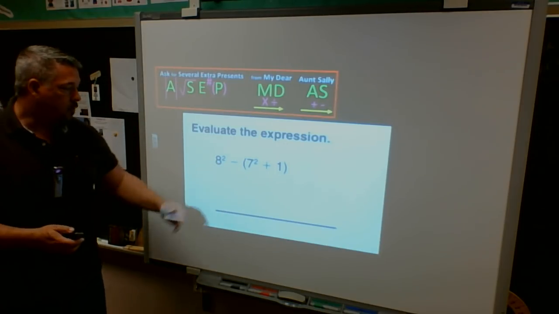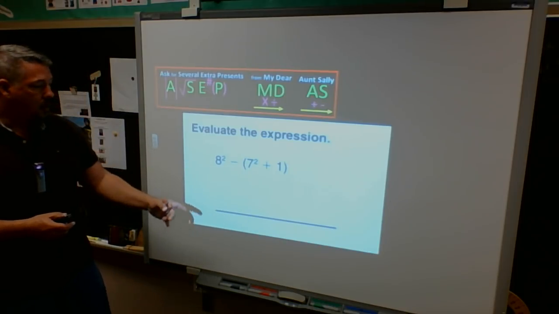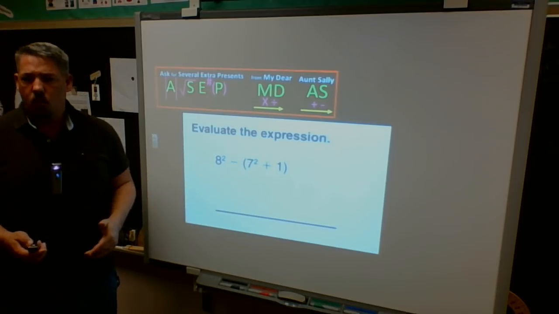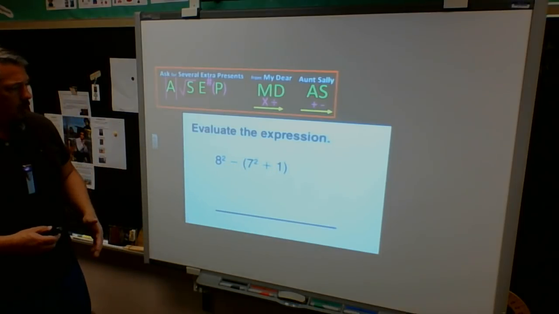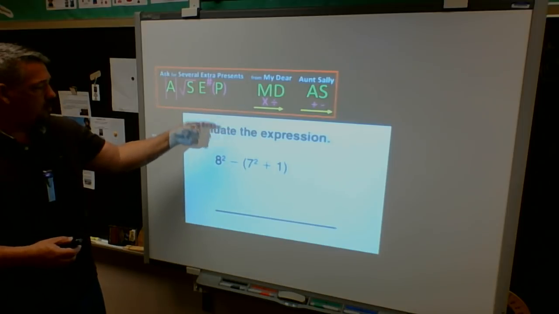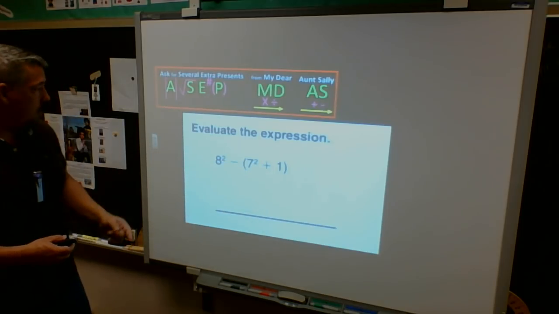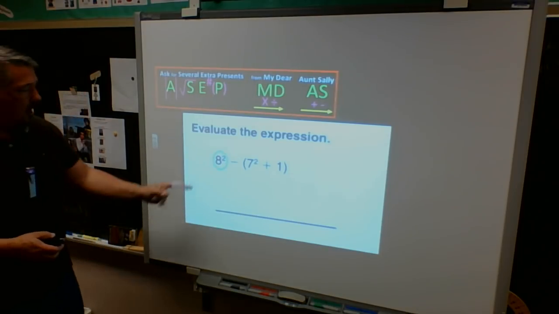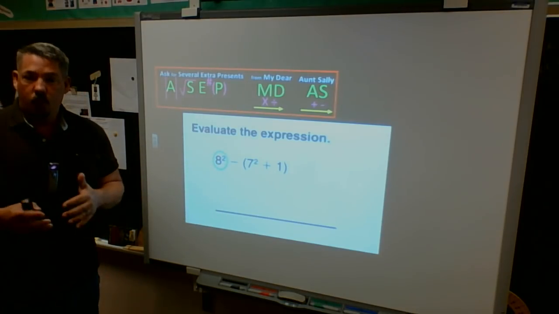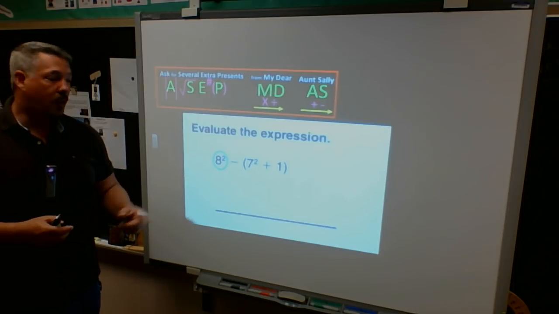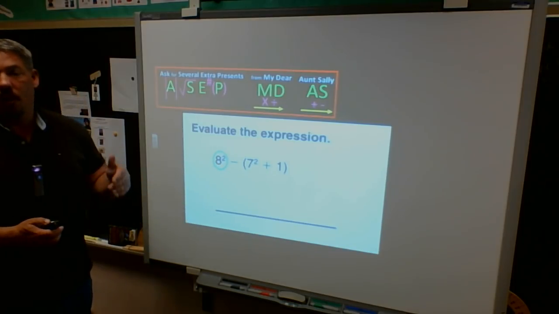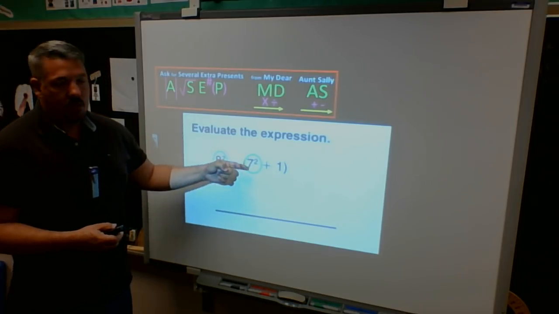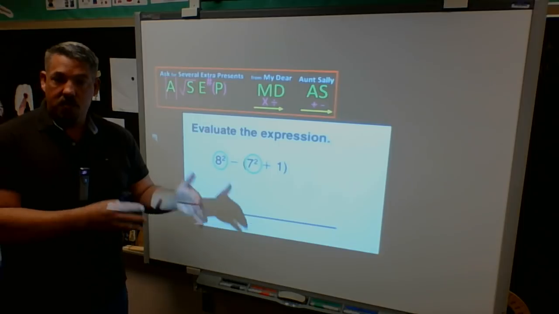If I look at this first one, I have 8 squared minus, in parentheses, 7 squared plus 1. So where do I have to start? Well, if I go to parentheses, I can't really do parentheses first because I have an exponent in there. I don't have absolute values, I don't have square roots. So we're going to start with the exponents. I have 8 squared, and 8 squared would tell me the exponent, I'm going to have extra of the base, which is 8, so I'm going to have 2 of them. I'm going to have 8 times 8. In the same way, I have 7 squared, so I'm going to have 7 times 7.